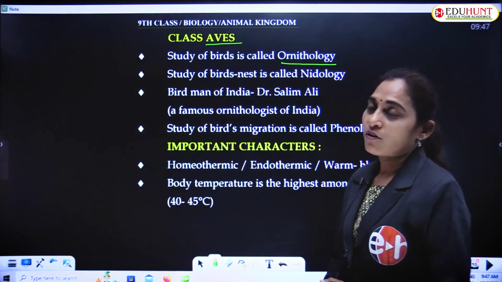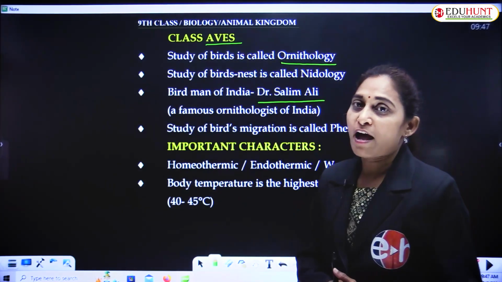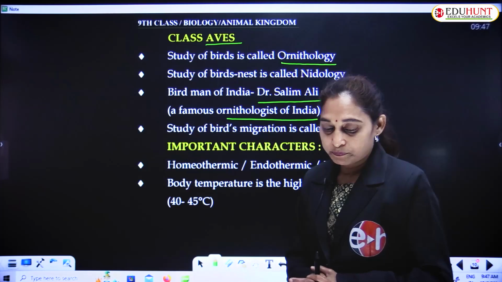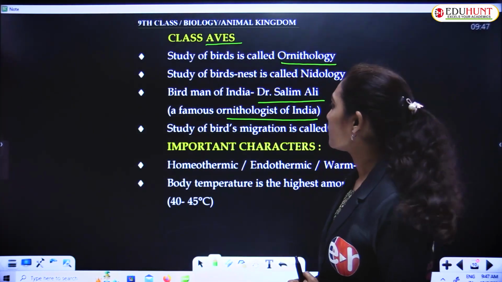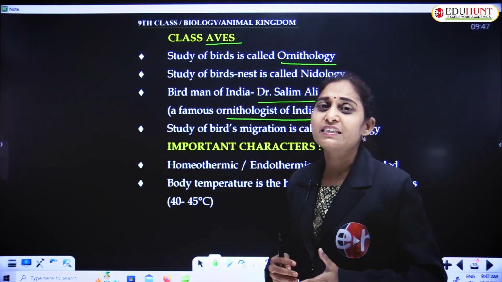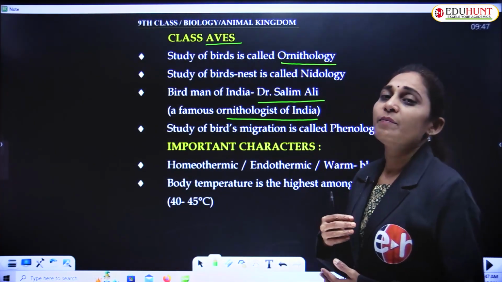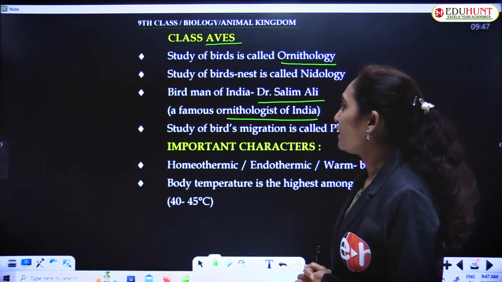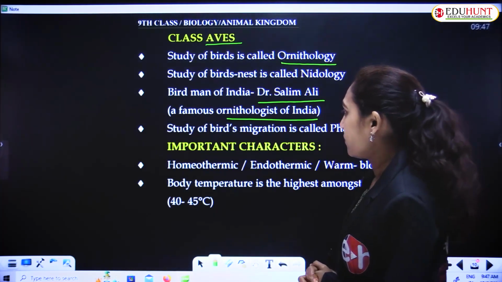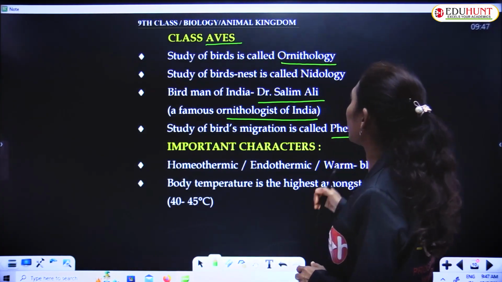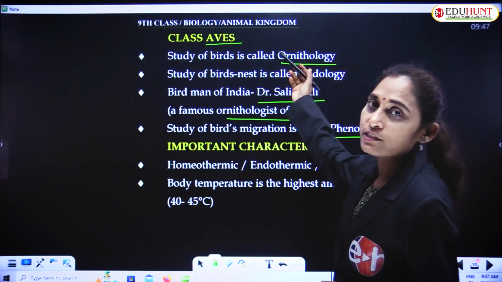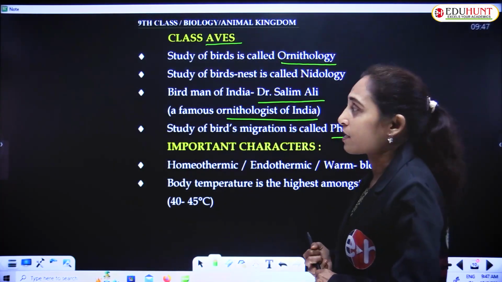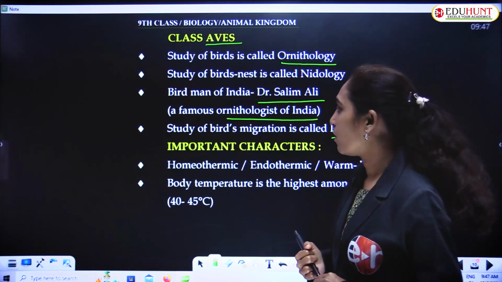Birdman of India, Dr. Salim Ali, is a famous ornithologist of India, and he did research on several birds, their migration, their details, every detail. If we ask him, he explains the details of each and every bird. The study of birds' migration is called phenology, and the study of birds is ornithology. Birdman of India is Dr. Salim Ali, and the study of birds' nests is called nidology.